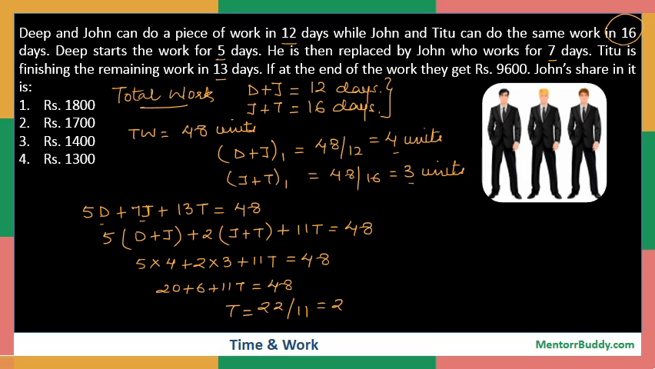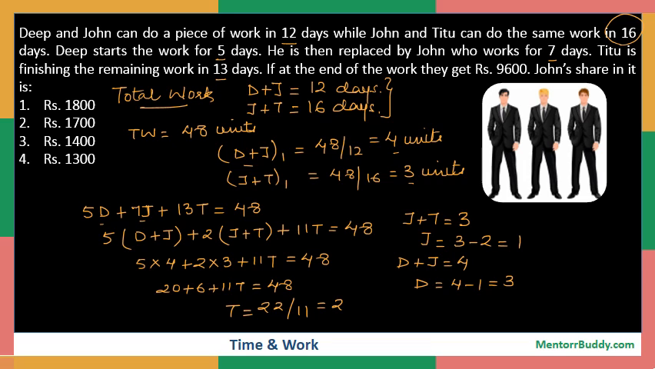That means T can finish 2 units of work in a day. But as we know that J plus T was 3 units, from here I can get J is equal to 3 minus 2, which is equal to 1 unit. And if I put the value of J in the first equation, that is D plus J is equal to 4, I get D is equal to 4 minus 1, which is equal to 3.